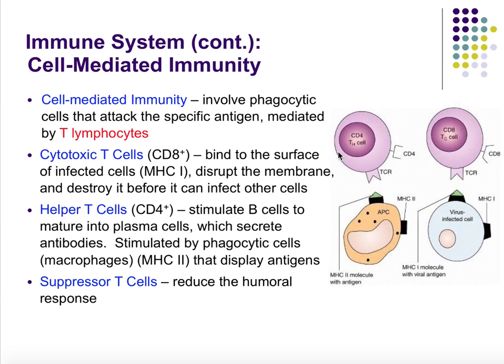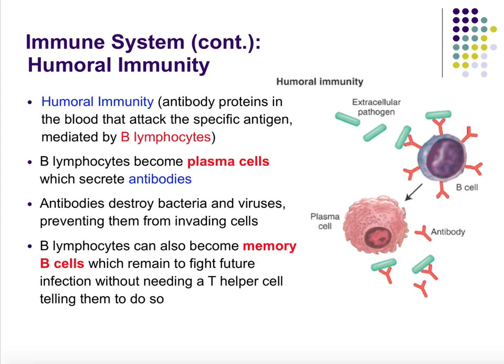So what is the helper T cell going to do? It's going to call for more help by activating other cells like B cells. So that's the difference between cytotoxic T cells and helper T cells. We also have suppressor T cells, which reduce the humoral response. And the humoral response is what we will talk about next. Those involve your B lymphocytes.